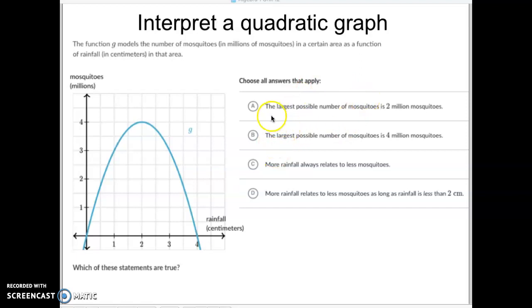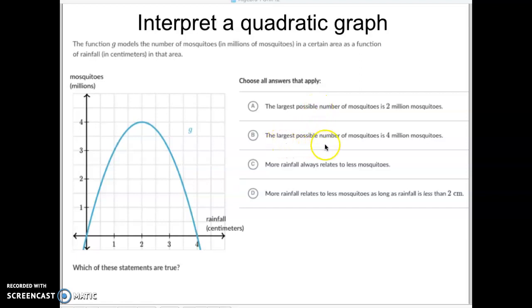So if we look at letter A, and really you've got to go line by line, the largest possible number of mosquitoes is 2 million. Well, if we follow that blue line to its highest point, because your Y value is your mosquitoes, the largest possible number of mosquitoes is 4 million, so letter A does not work.